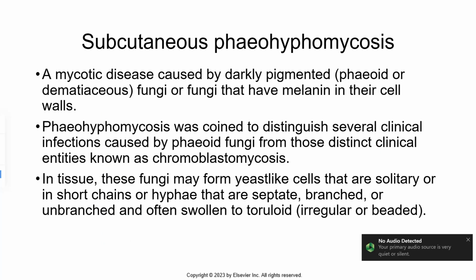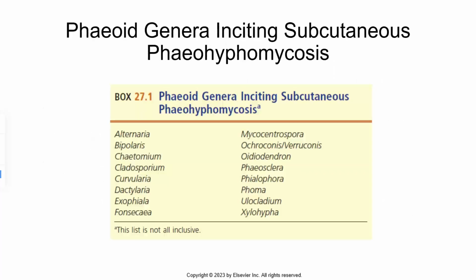So subcutaneous phaeohyphomycosis. If I don't say that slowly, I'll never be able to get that out. A mycotic disease caused by darkly pigmented phaeoid or dematiaceous fungi, fungi that have melanin in their cell walls. Phaeohyphomycosis was coined to distinguish several clinical infections caused by phaeoid fungi from these distinct clinical entities known as chromoblastomycosis. In tissues, these fungi may form yeast-like cells that are solitary or in short chains, or hyphae that are septate, branched or unbranched, and often swollen, irregular, or beaded.